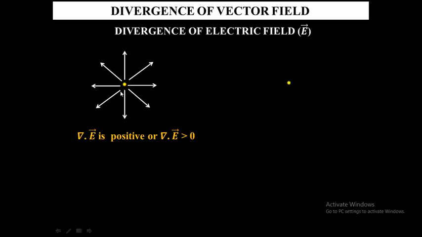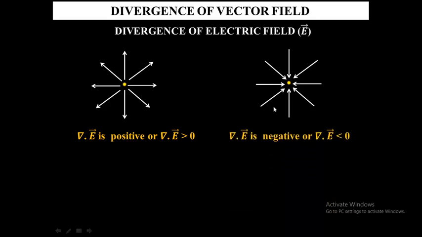Suppose we take another case. This is a point charge and all electric field lines are directed towards this point charge. Okay, it means that here is the case of convergence. So, convergence of electric field. In this case, for convergence of electric field, the divergence is always negative. So del dot E vector is negative. It means that divergence is less than 0.